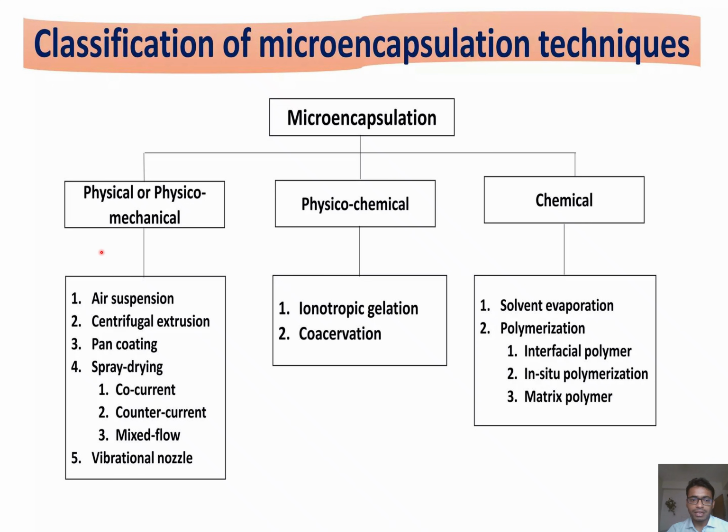In physical or physico-mechanical methods, no chemical reaction takes place, it's just processing or a physical method, like air suspension, centrifugal extrusion, pan coating, spray drying, vibration and nozzle. We'll discuss this later. However, there are some physicochemical methods like ionotropic gelation, coacervation. We'll also discuss this. And in chemical methods, where some chemical reactions take place, it includes solvent evaporation, polymerization, interfacial polymerization, in situ polymerization, then matrix polymerization. So these are the common classifications of microencapsulation techniques.